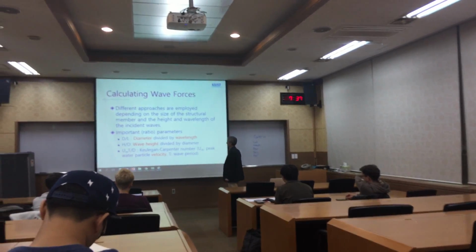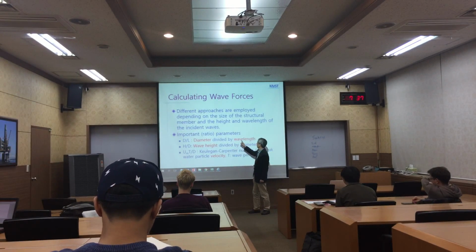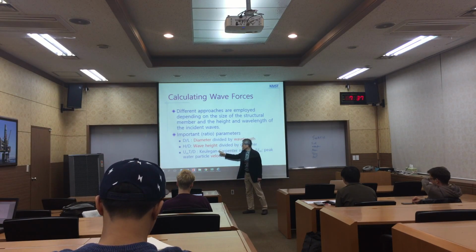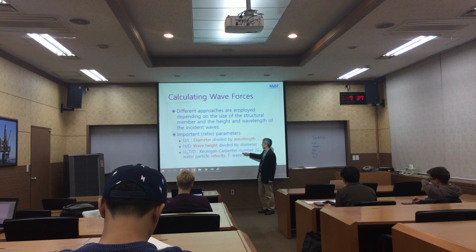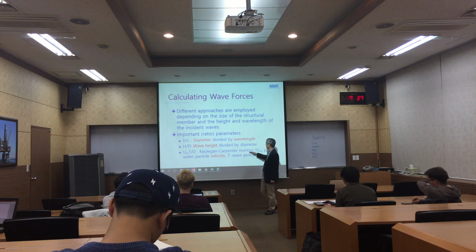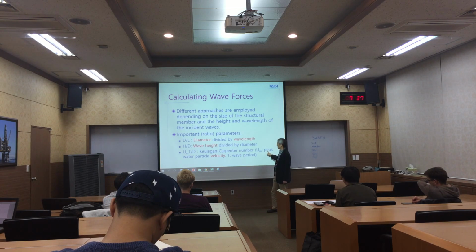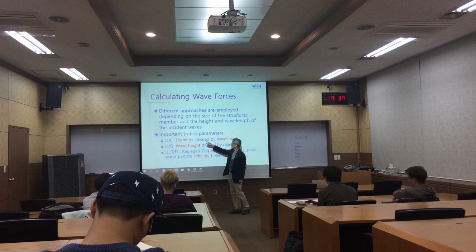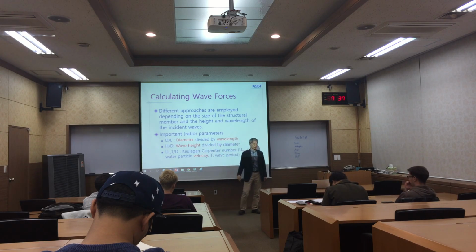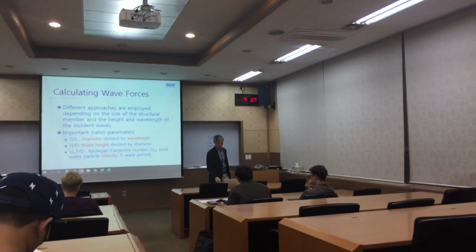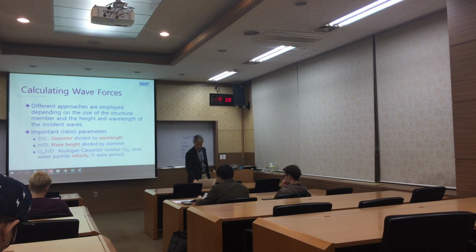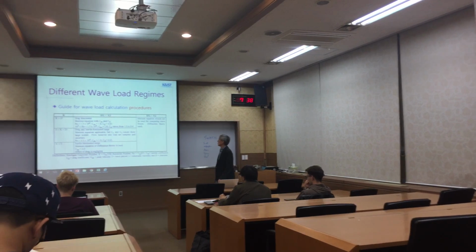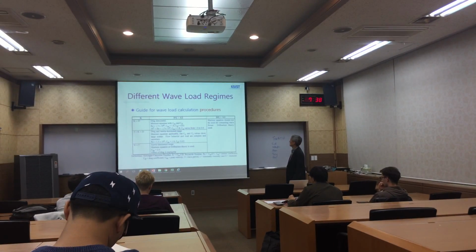Important parameters are diameter, wavelength, wave height, and some non-dimensional numbers, something like the Keulegan-Carpenter number. It involves water velocity, wave period, and also diameter, right? Diameter, period, and velocity make the non-dimensionalized Keulegan-Carpenter number. So this is a guide for wave load calculation procedures.